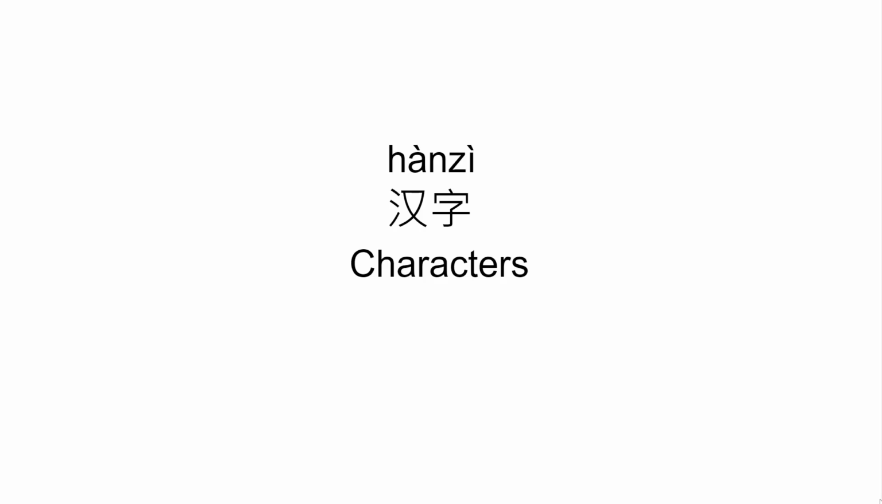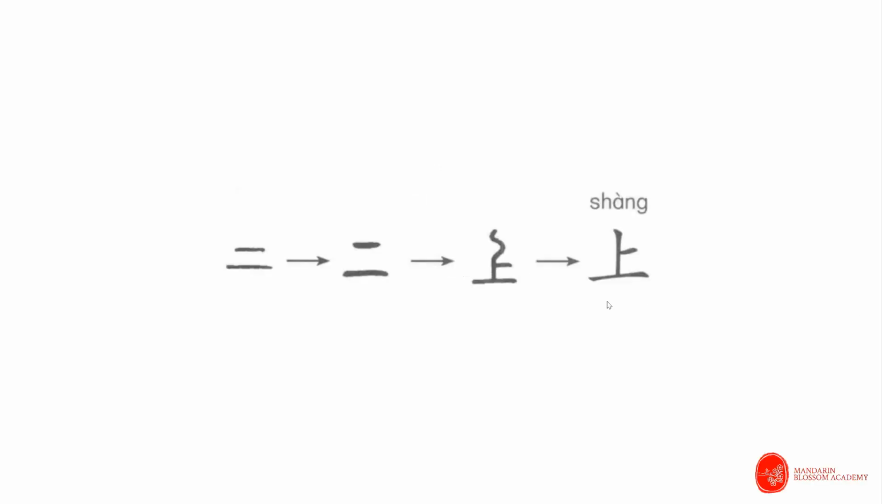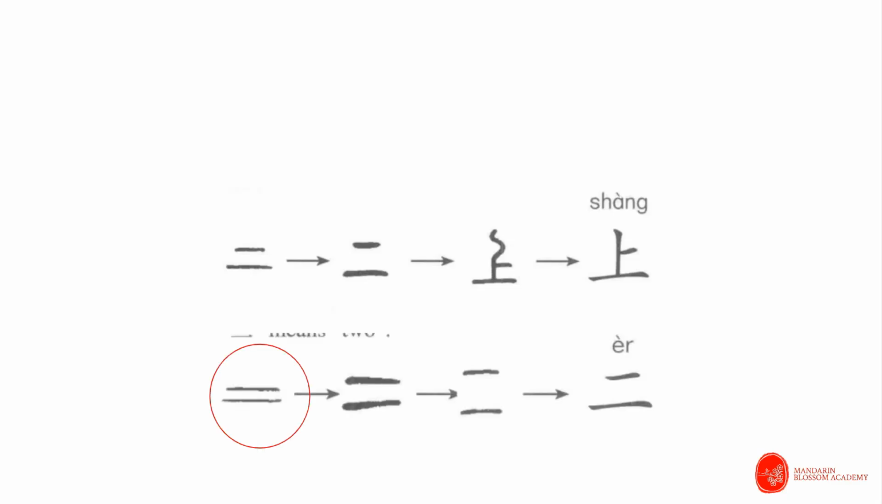Now let's look at our 汉字, Chinese characters. The first one is 上. When you look at its original form, you might think, isn't that 二? The character we learned before, which is this one.